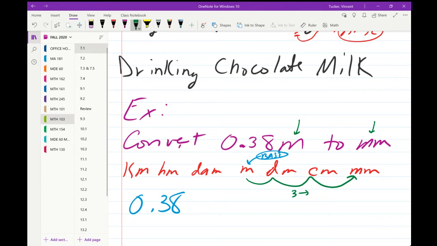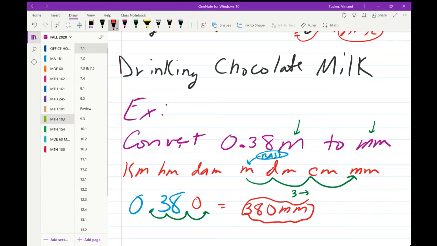So we go to our value, go to the decimal, and go 1, 2, 3 to the right. Now, if there's nothing there, then you add a 0 as a placeholder. And that will mean 380 millimeters. So when you're dealing with the metric system, all you're doing is moving the decimal to the right or to the left accordingly.